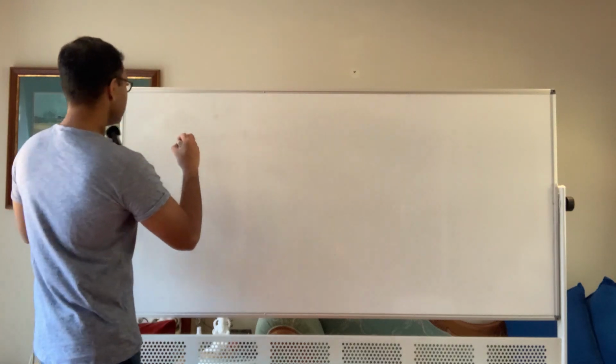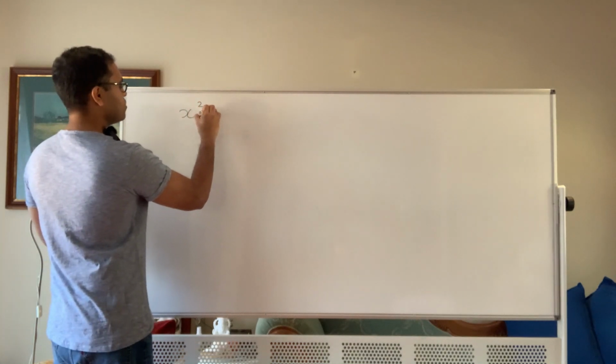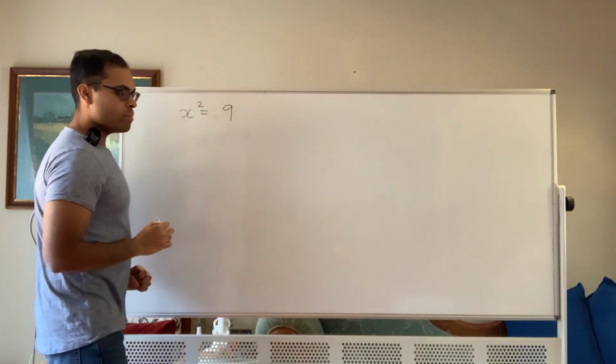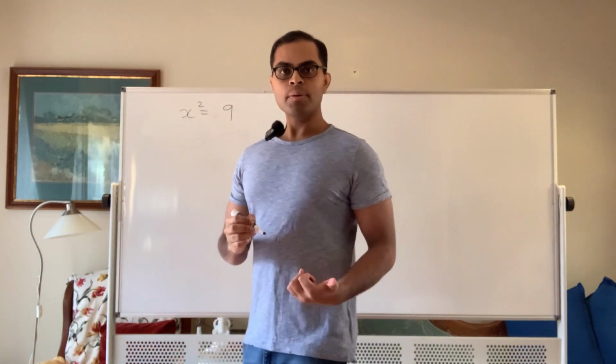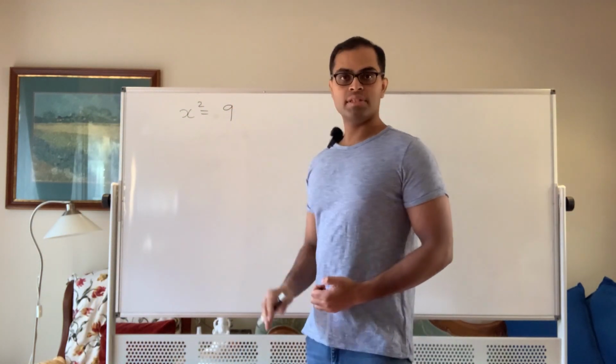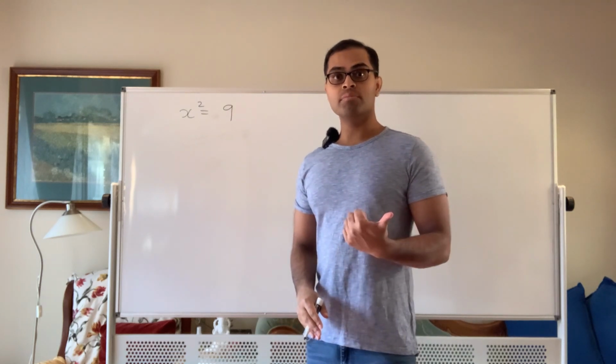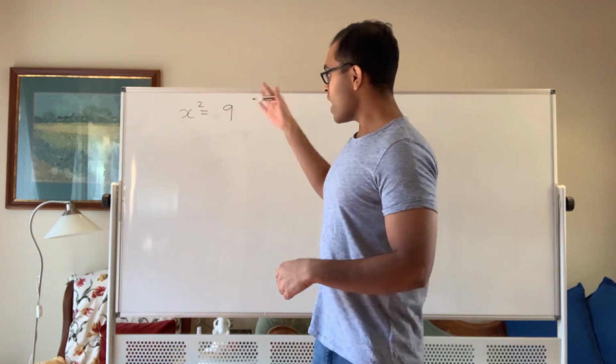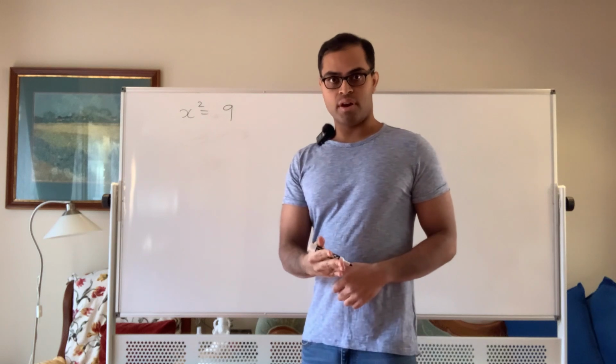Okay, so if I write down an equation like x squared is equal to 9, how would we go about solving the equation? Conceptually, we're looking at a number x which we don't know, and the square of the number is 9. So we know that there are two possible values for x. There is the square root of 9 and the negative of the square root of 9.